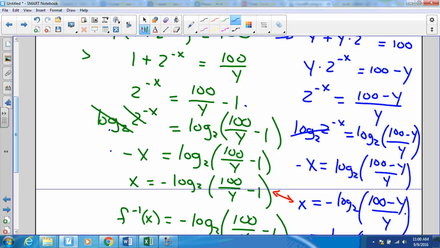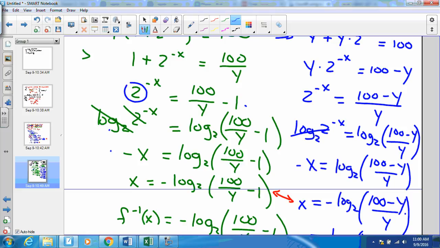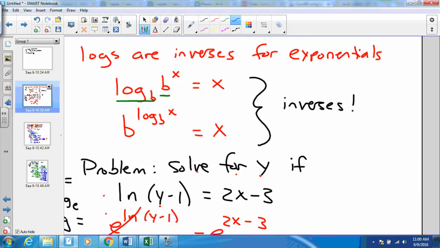Ah, the log base is 2 because the exponential base is 2. Wait, if the exponential base is 4, that log base is 4, or? Yes, and if you go back to the general log statement, the inverse of b to the x is log base b. And that's it.